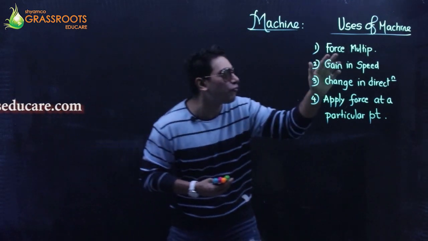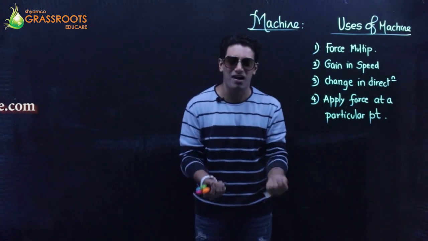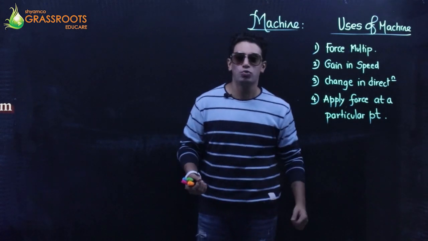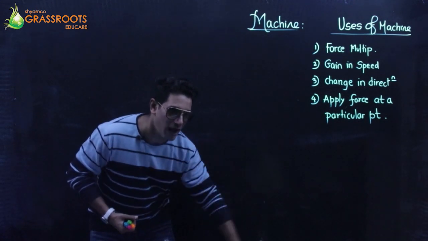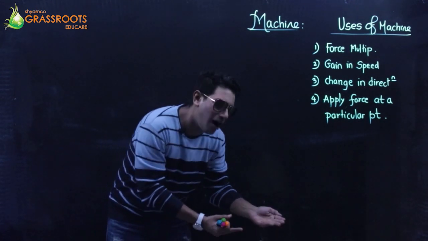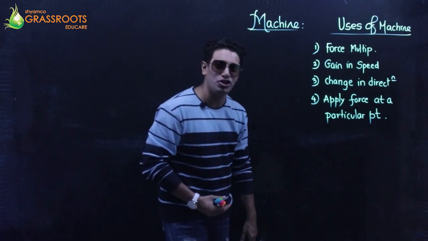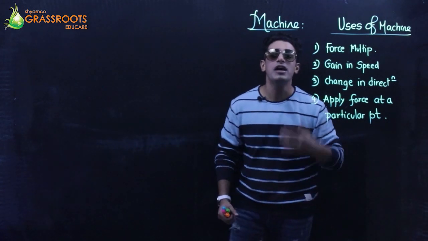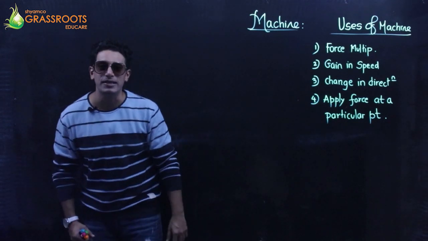Let's understand. Force multiplier. I can't lift up a car when there is a puncture. So what we do is we use a screw jack. With the help of a jack, right, the car gets lifted up. When the car gets lifted up, obviously it's a machine. It acts as a force multiplier. It multiplies the force and helps me to do my work easily.